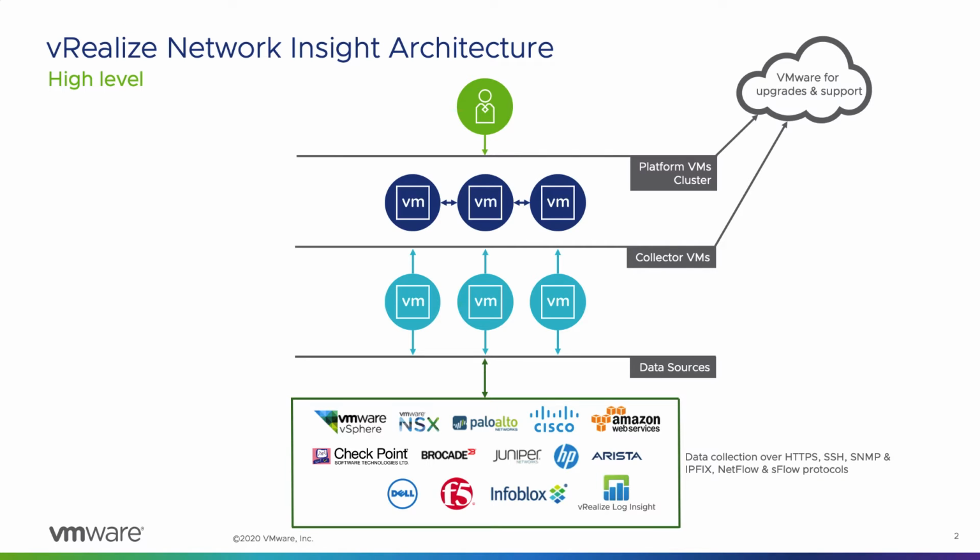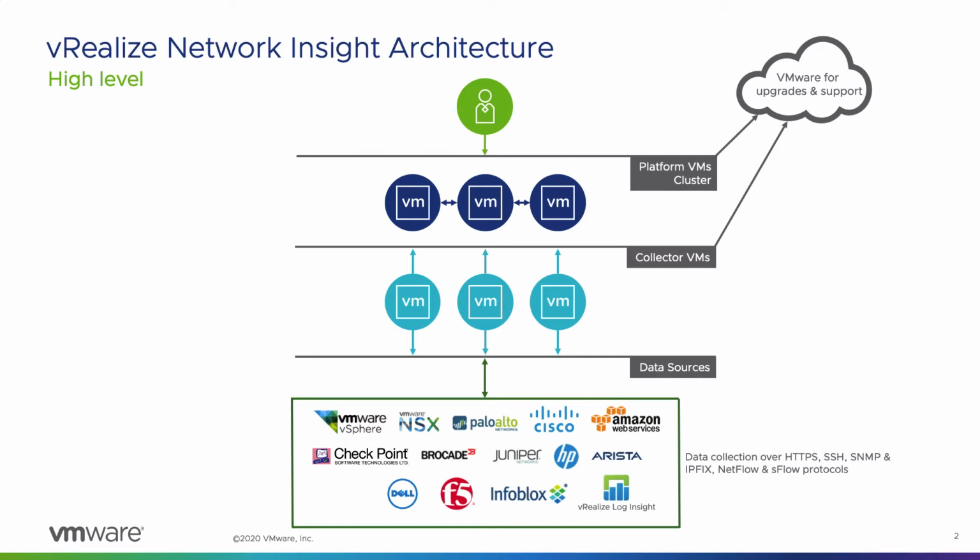vRealize Network Insight is comprised of two primary components. We have our platform component and our proxy or collector component. The platform will serve up your user interface as well as process all of the information that has been collected by the proxy. The proxy will communicate with all of your data sources that are seen on the screen, collect information, and send it back to the platform for processing.